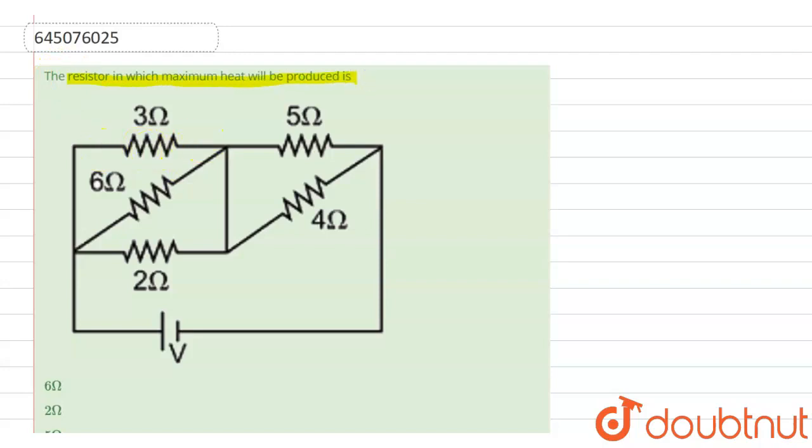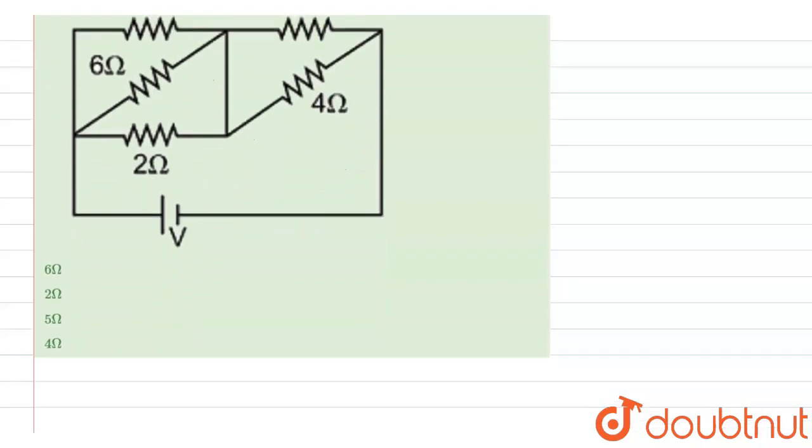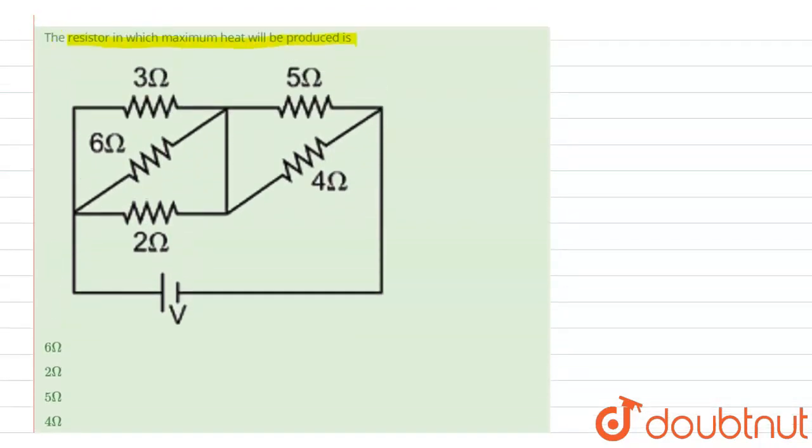Hello students, our question is: the resistor in which the maximum heat will be produced is, and we are given a circuit. So we have to find which resistance will produce the maximum heat.